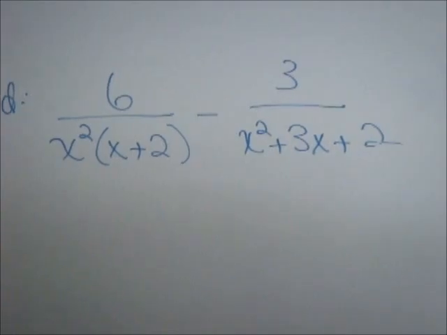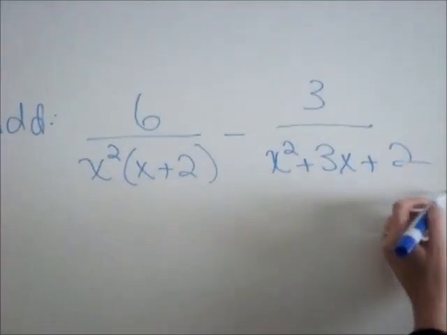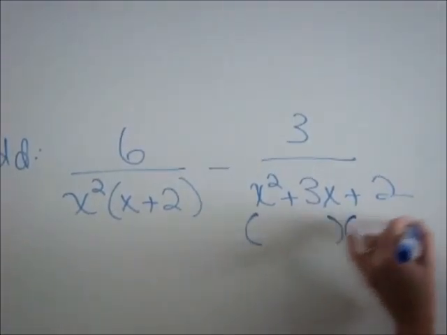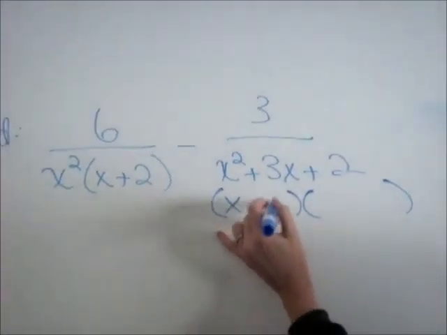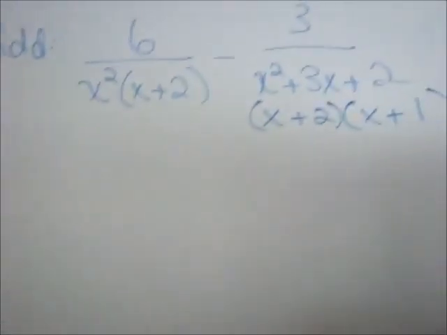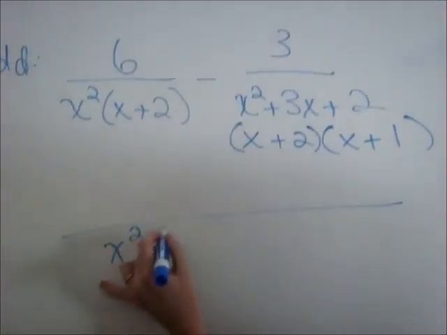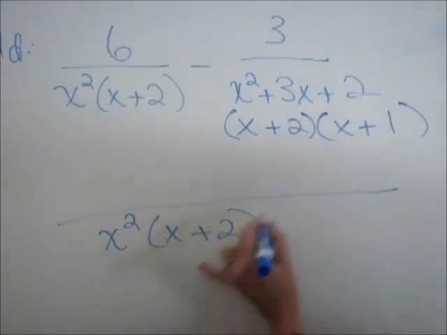It's like adding 2/3 and 1/4. You have to find a common denominator. In order to find common denominators, you have to make sure all the denominators are factored. So we get x plus 2, x plus 1, because they add up to 3. Our common denominator, we need an x squared, an x plus 2, and an x plus 1.